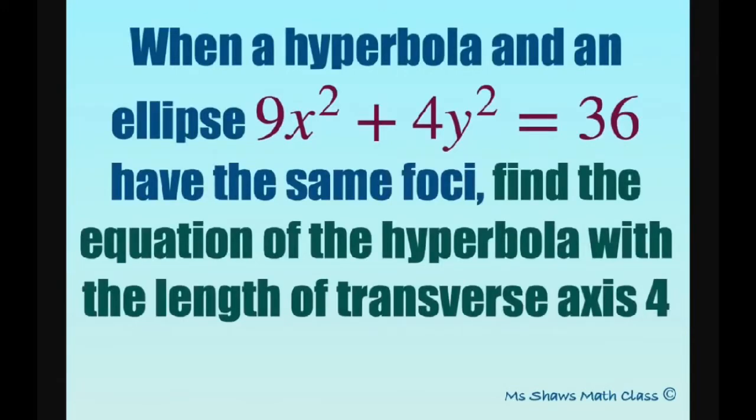Everyone. When a hyperbola and an ellipse 9x squared plus 4y squared equals 36 have the same foci, we're to find the equation of the hyperbola with the length of the transverse axis being 4. Alright, so the first thing we have to do is look at the ellipse and find the foci, because they have the same foci, and that's going to help us find this equation.